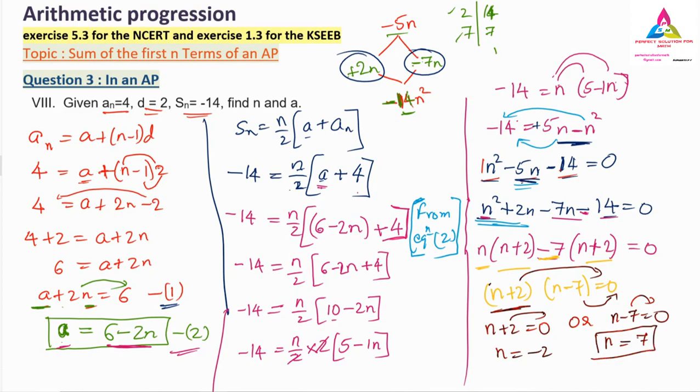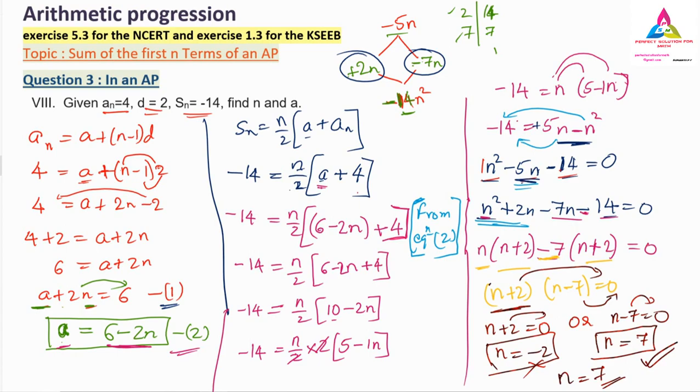Which one is the correct answer? Whether the n value is minus 2 or whether the n value is plus 7. So always the n value in an AP will be a positive value. So n value is 7, not minus 2. So the n value we got is plus 7. This thing we have to remember. We found the n value. Any doubt regarding this calculation, you can check this video once again and understand how we have to find the n value, because here the n value is the most important thing.